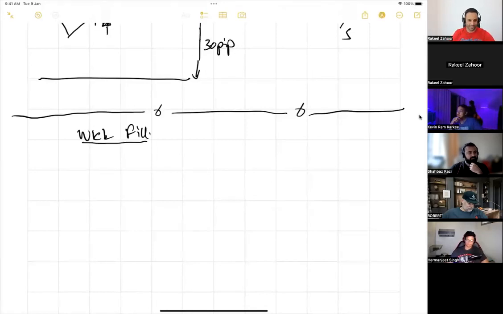Let's move on towards wick fills. Look, man, it's 3:24. There's a reason it's going to be recorded. Let's move into wick fills.